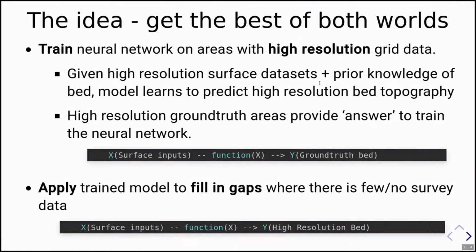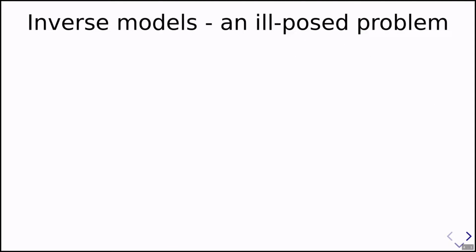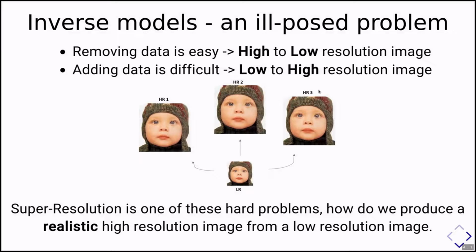But with this function mapping, because it's an inverse model, or inversing, it's quite a hard task. So removing data is quite easy. You just have to right click and then press delete, right? But going from a low resolution input, so increasing data, going from low resolution to high resolution images, this is one of those tricky problems.